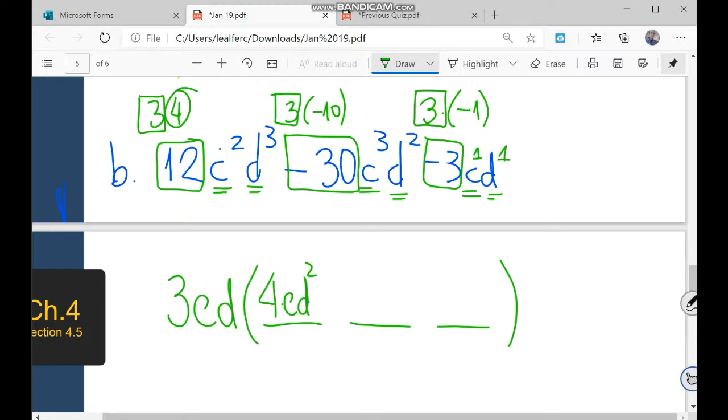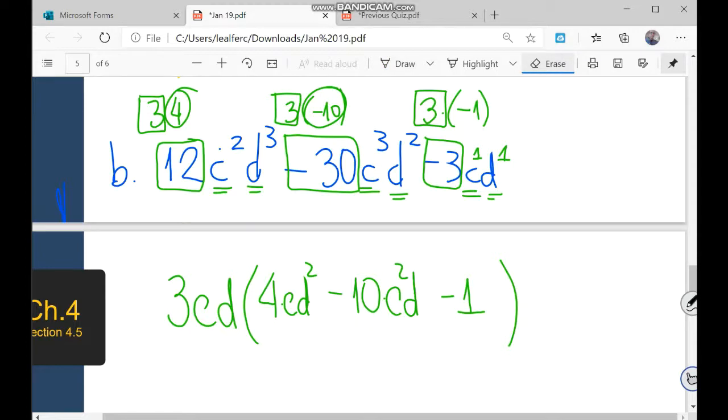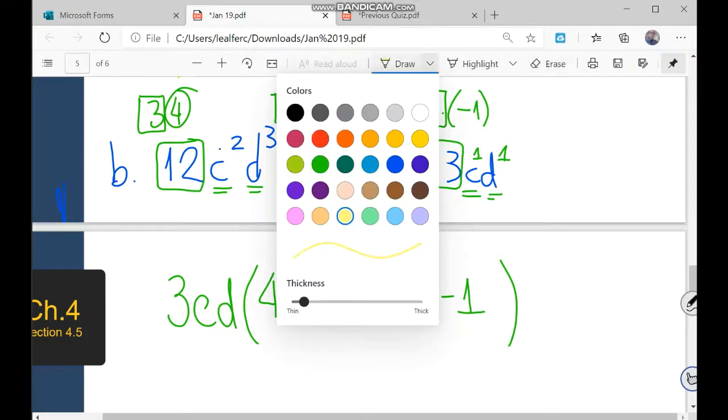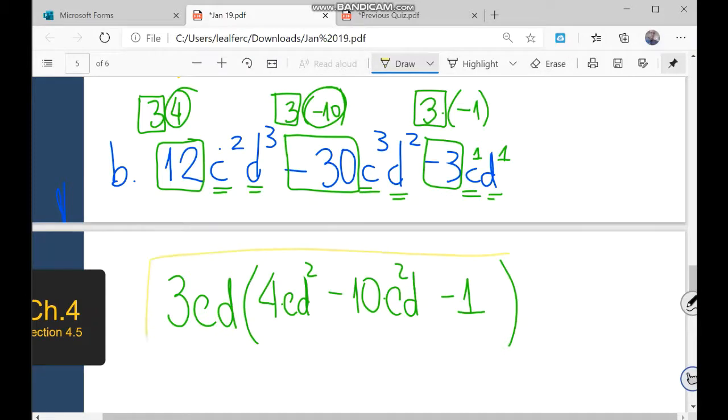Next one, we need negative 10. We have C cubed, so we need C squared. And we have D squared, so we need D. And the last one, to have negative 3CD from 3CD, we just need negative 1, and that's it. All right, that's the right answer.